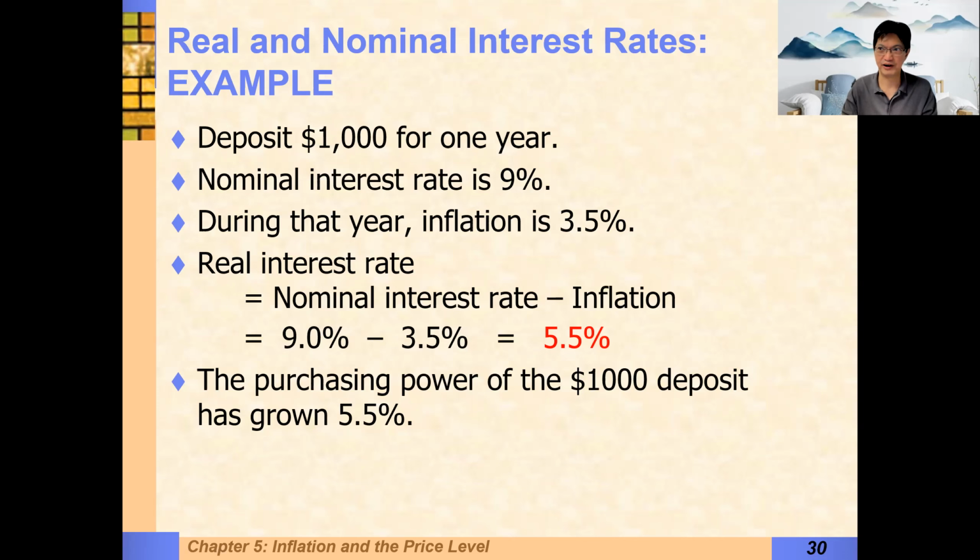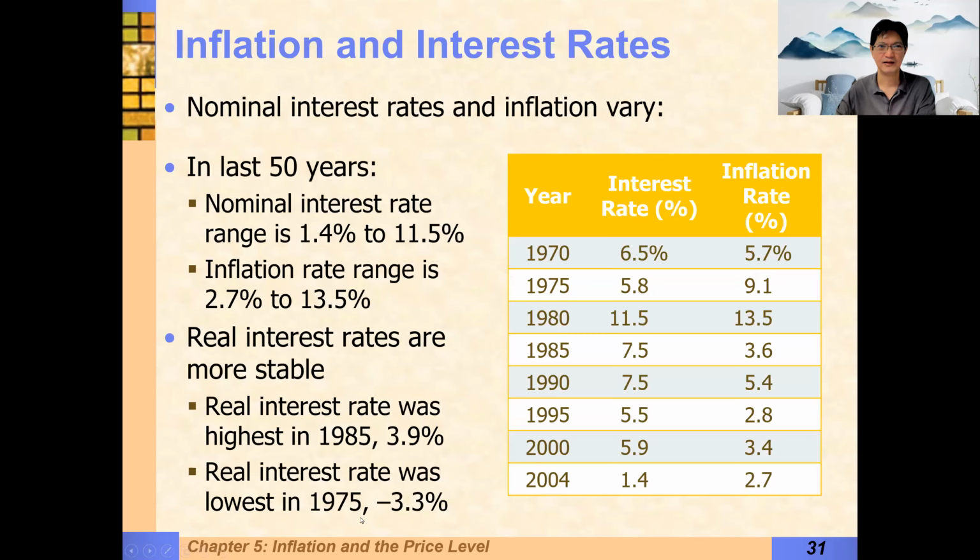Now, if the inflation rate was 9% and I get back 1,090 at the end of the year, actually I gain nothing. Because if inflation is 9%, at the end of the year, 1,090 will buy exactly as much as 1,000 would have bought at the beginning of the year.